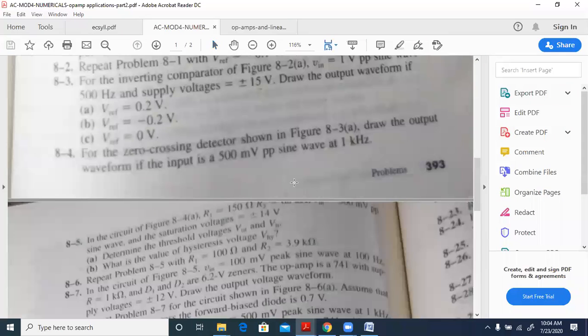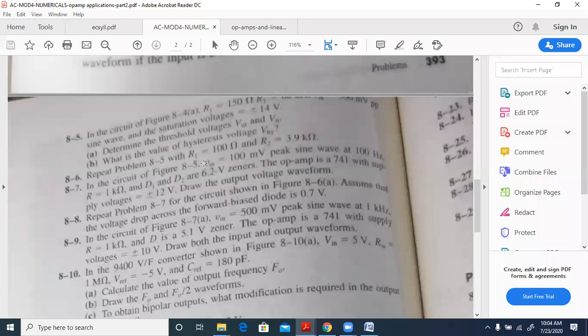Next we go to the next problem, 8.6. Repeat problem 8.5 with R1 equal to 100 ohms and R2 equal to 3.9 kilo ohms. So 100 divided by 100 plus 3,900 times 14 will be VUT. 100 by 100 plus 3,900 times minus 14 will be VLT. And the hysteresis value will be double the VUT itself, because the hysteresis voltage is positive. That will be 8.6.